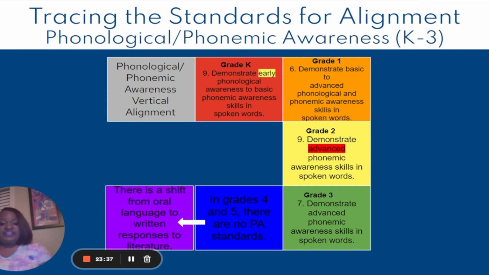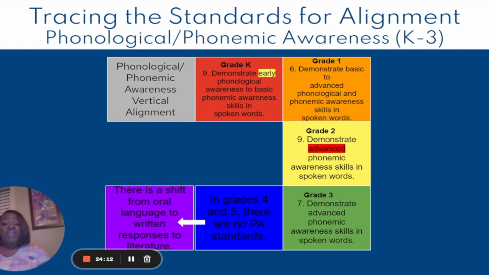In the next activity, we are going to trace the standards for alignment. In your 2021 ELA course of study, you are going to have standards in all domains for grades K through 5. Today, we are going to focus on K through 3, being that we are being trained in the areas of phonological and phonemic awareness.